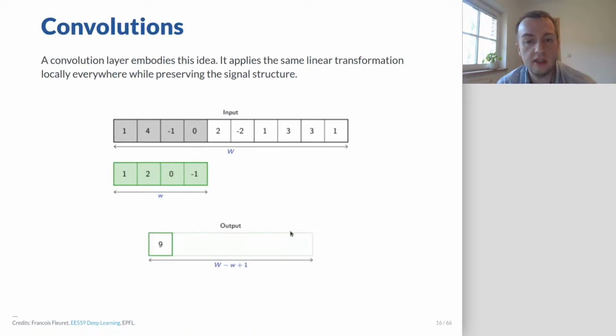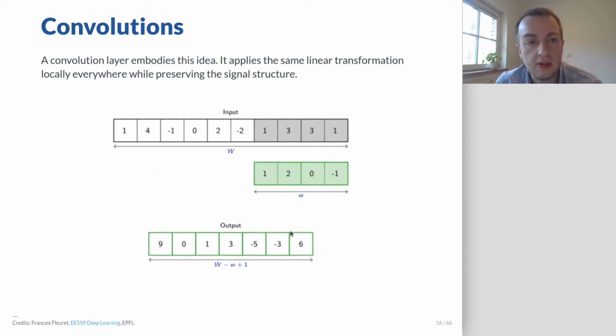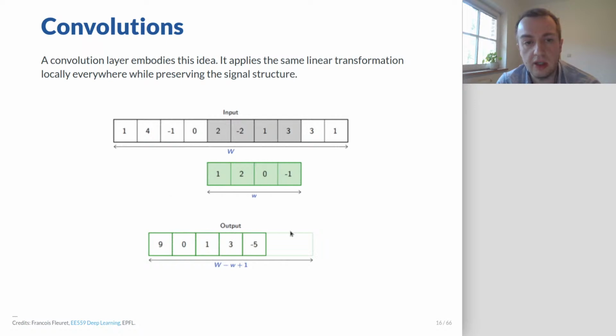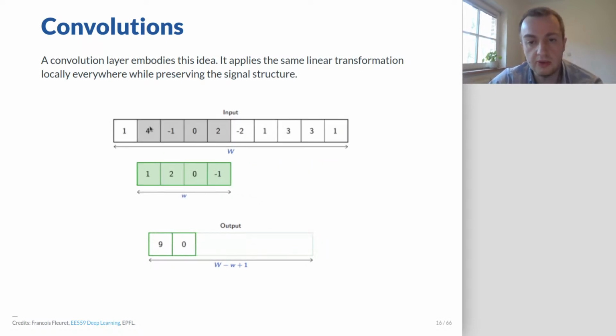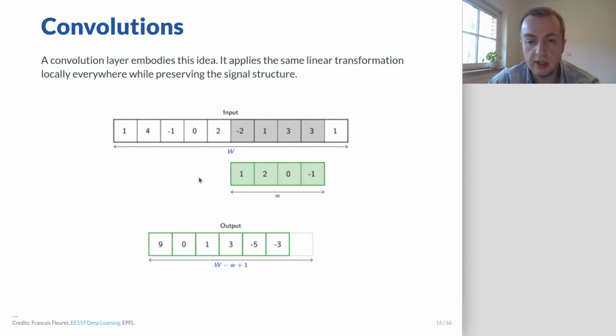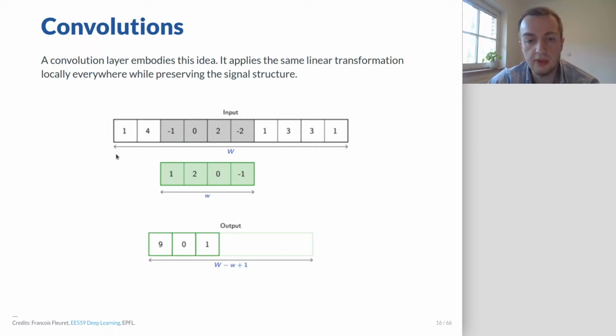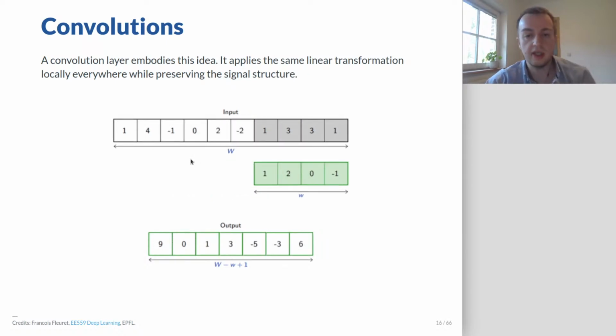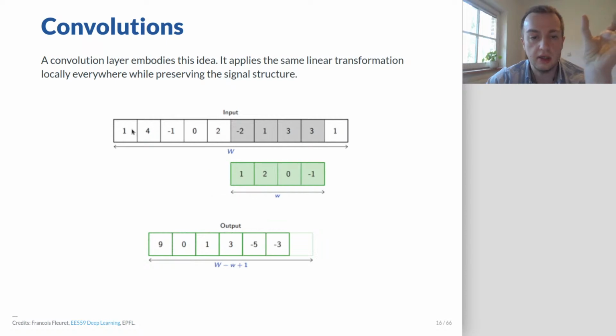Fortunately, there is a solution for that, and it's this idea of convolution. A convolutional layer will implement this exact idea. It will apply the same linear transformation locally everywhere while preserving the signal structure. If we are dealing with a one-dimensional input, in the case of one-dimensional convolution you would define what we call a kernel, which in this case would be made of 4 elements. This kernel corresponds to the weights in regular neural networks. But what would happen is that you would compute the dot product of these weights with only some local region of the input. So for example, you would align this kernel at the first location with the 4 elements of the input.